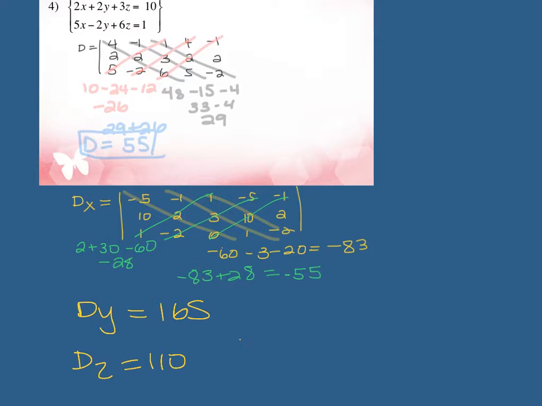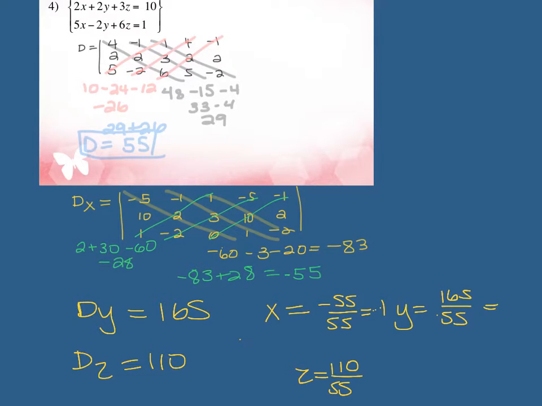Yeah. So then the X is D sub X, which is -55 over 55. The Y, 165 over 55. And the Z, 110 over 55. So this is -1. This is +3. And this is +2. Is it -110? I got -110. Hold on, I didn't. I got positive.